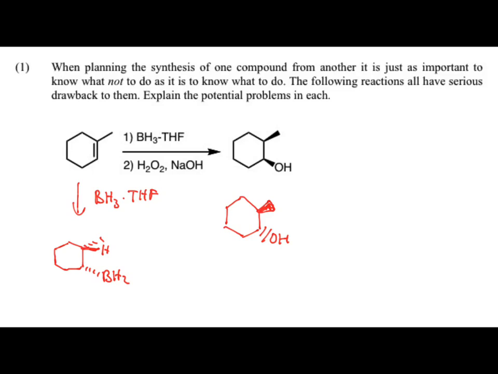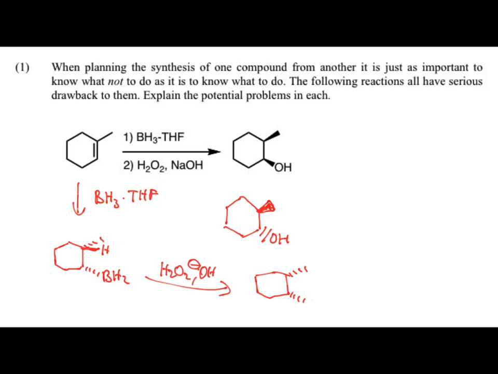And then in the next step, you basically just replace the BH2 with OH, with the H2O2. It's the oxidation step. And the OH minus, the sodium hydroxide. So then what you get, if you see from the one I drew, you would get this thing.